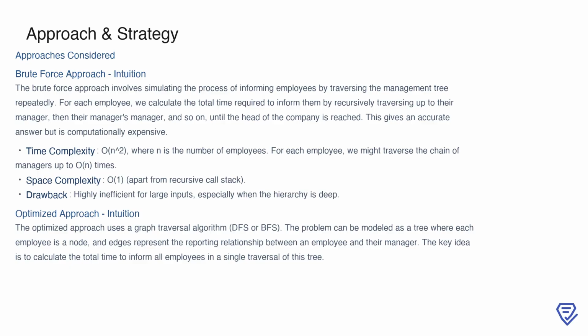However, this brute force method is highly inefficient and impractical for larger inputs. To address these limitations, we turn to an optimized approach. Here, we model the problem as a graph traversal, with employees as nodes and edges representing the reporting relationships. By using algorithms like DFS or BFS, we can calculate the time needed to inform all employees in a single traversal, significantly reducing computational overhead.